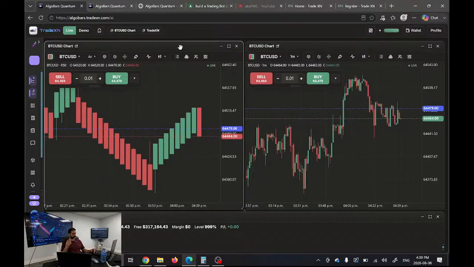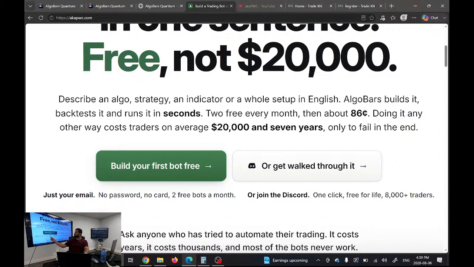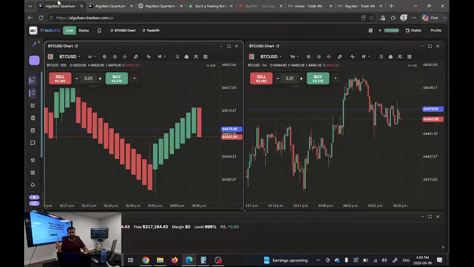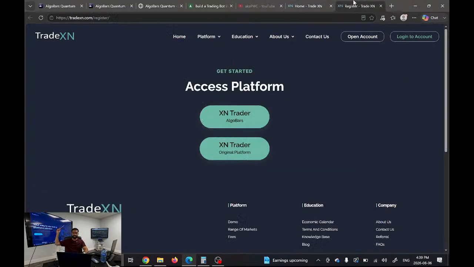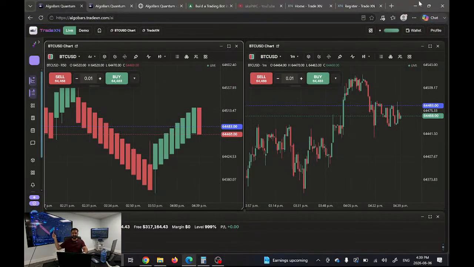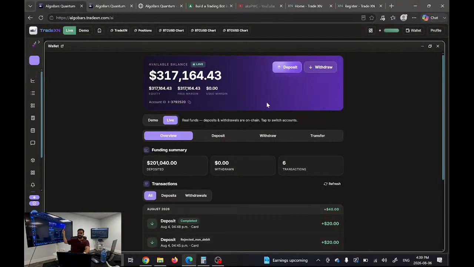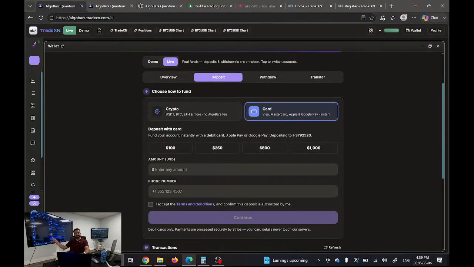God knows is saying, so we don't have to go to the bank for the deposit? No, you can actually deposit directly on AlgoBars. So step one, go to the link in my bio, click the green button, and you'll go to TradeXN, the AlgoBars platform, or you could just go to tradexn.com, that's the broker. Click open account, and when it says which platform, select AlgoBars. Once you have your account set up, click wallet, then deposit, select card, and you can instantly fund your account.